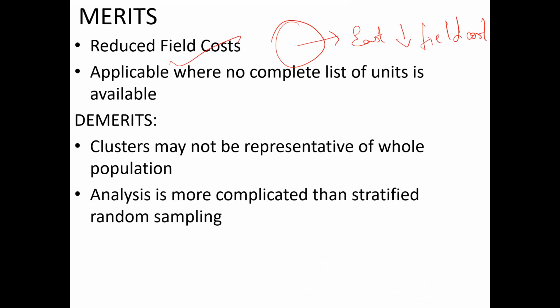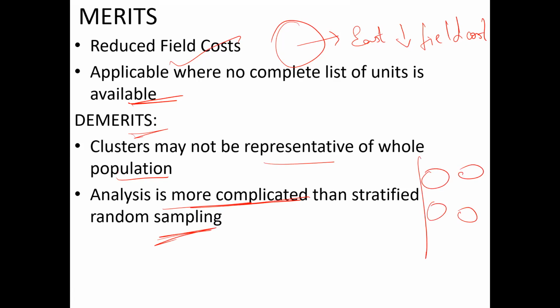Applicable when no complete list of units is available. Obviously, when I don't have a complete unit list, this procedure will be helpful for me. Demerits: clusters may not be representative of the whole population. Obviously, Avenue 1, Avenue 2, Avenue 3, with so many age groups and so many geographical areas, they might not be representative. Analysis is more complicated than stratified random sampling. Here you select the stratum randomly, but when you select a cluster, you need some analysis.